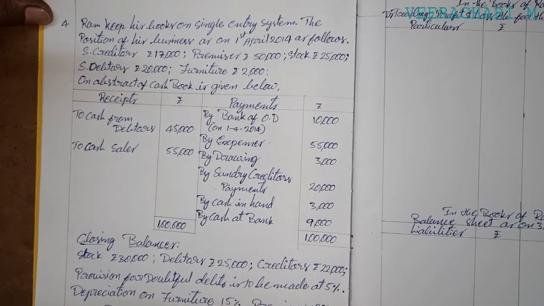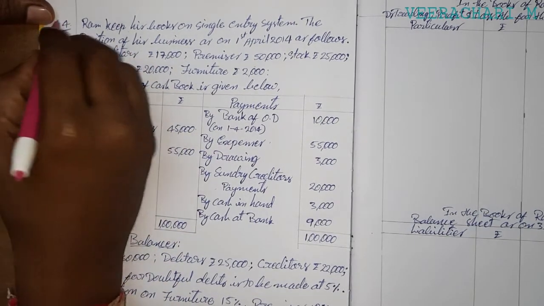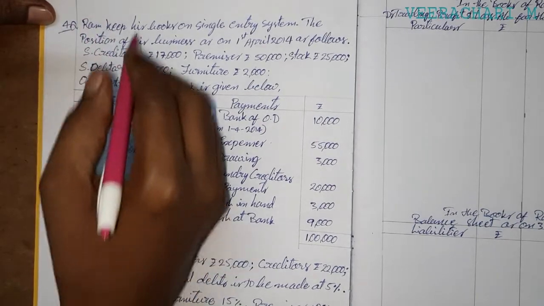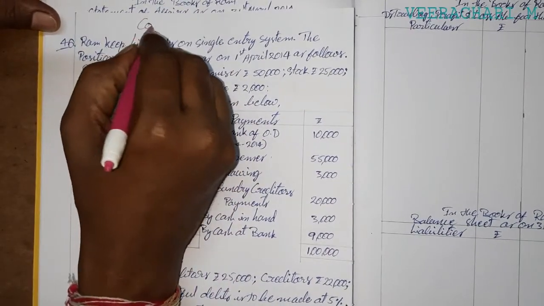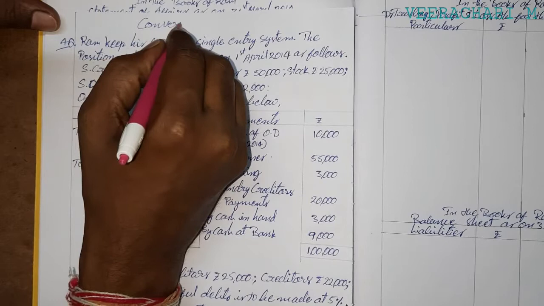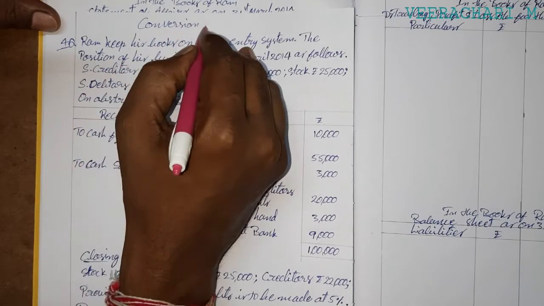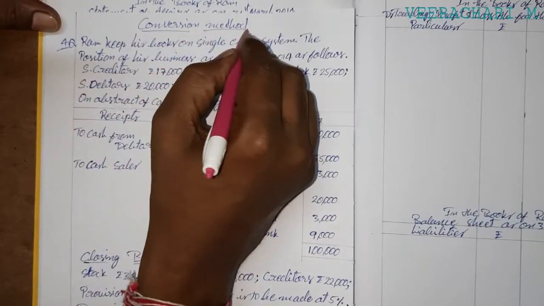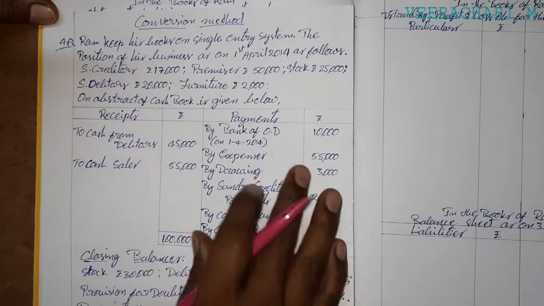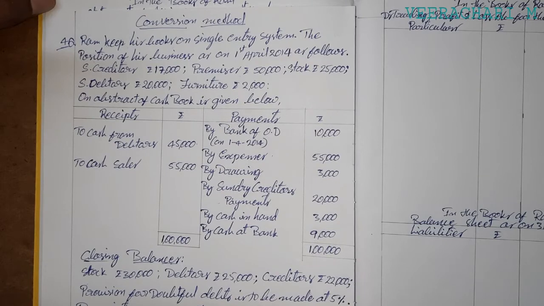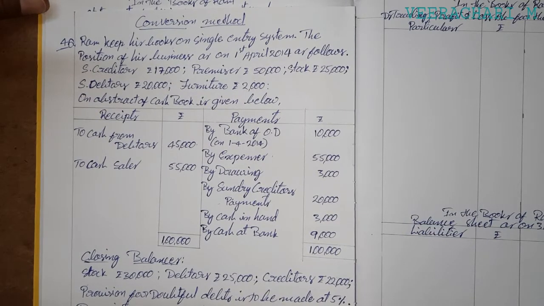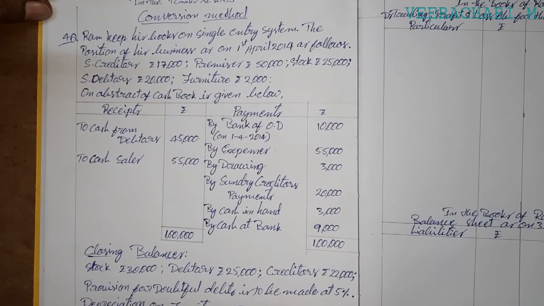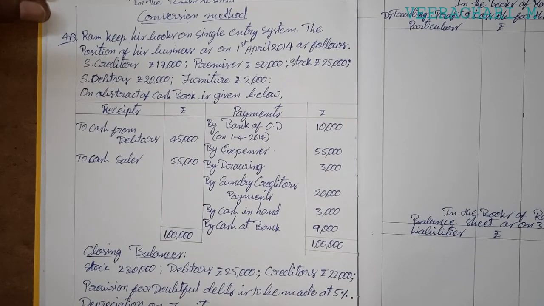Next one, it is the fourth question. Fourth question, that is the conversion method. Conversion method is a very important method, and the maximum wrong questions under single entry system are this one only. So listen carefully and be prepared. Practice more and more times.